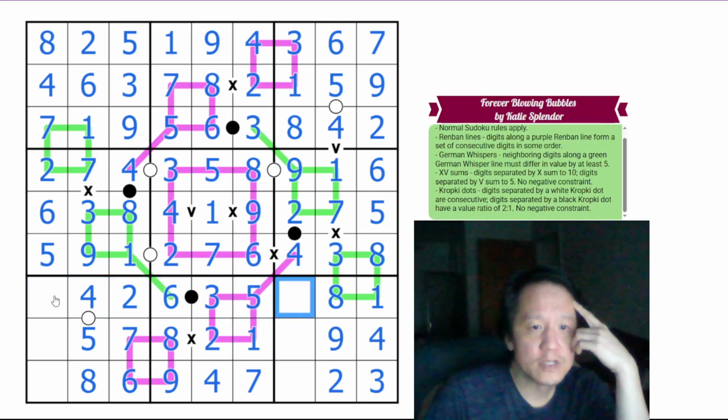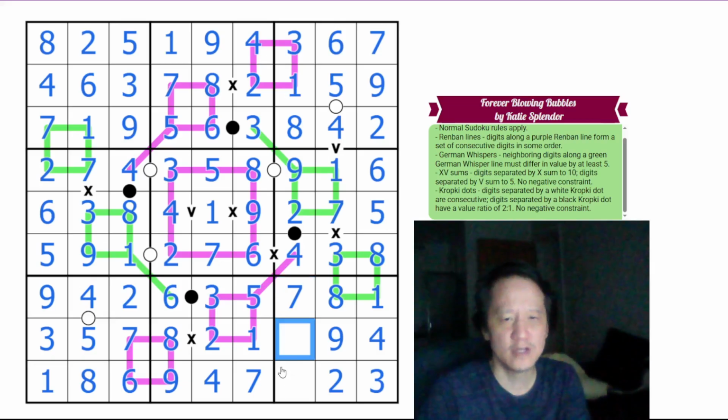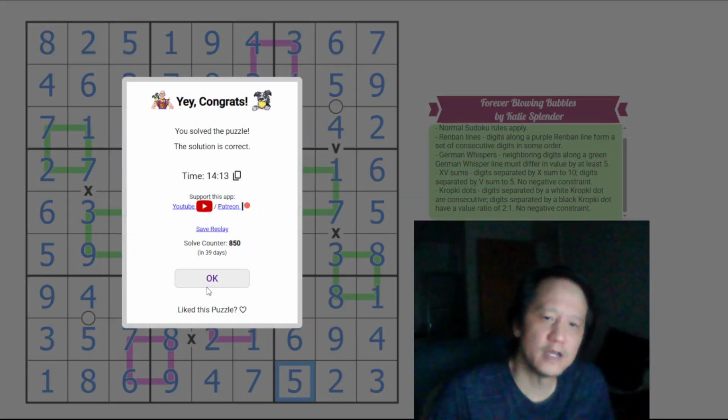And now we just have 1, 3, and 9 in column 1. This can't be 1 or 3, so this is 9. This can't be 1, so this is 3. That makes this a 1. That forces this to be 7. This to be 6, and this to be 5. And that's how you solve it.